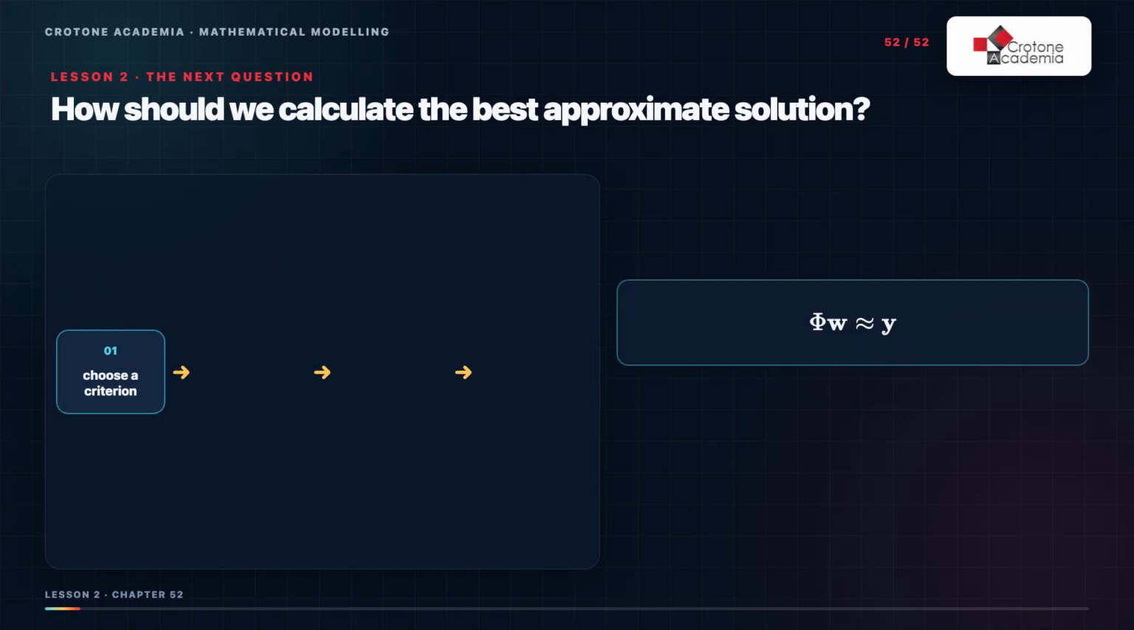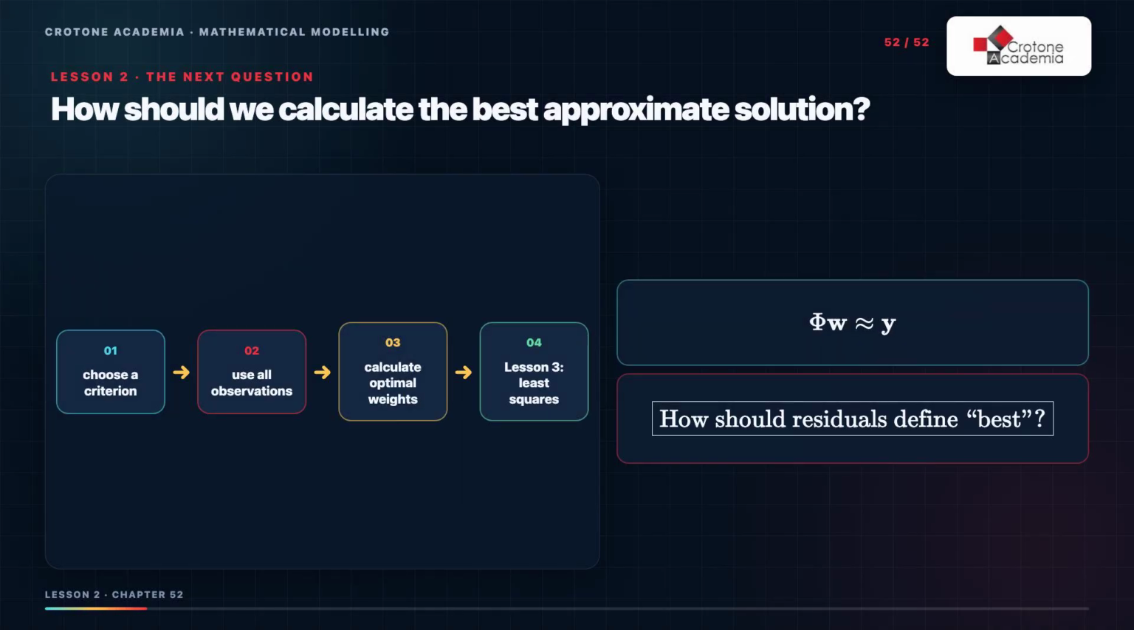We can now state the next problem precisely. When no parameter vector satisfies every observation, how should the residuals define the best approximation, and how can we calculate the corresponding weights? In Lesson 3, we will answer that question using least squares. We will see why squared residuals lead to a geometric projection, how the normal equations arise, and what rank means for that solution. For now, the important achievement is conceptual. Approximation becomes necessary because noisy or mismatched observations make exact simultaneous equations inconsistent, while rank determines whether the parameter effects are distinguishable at all.